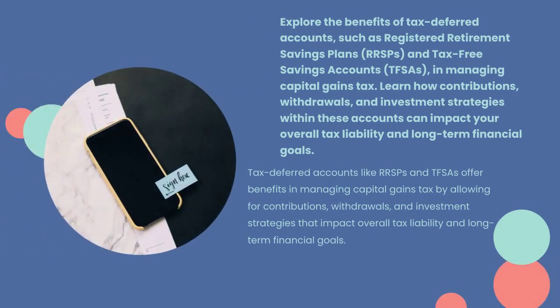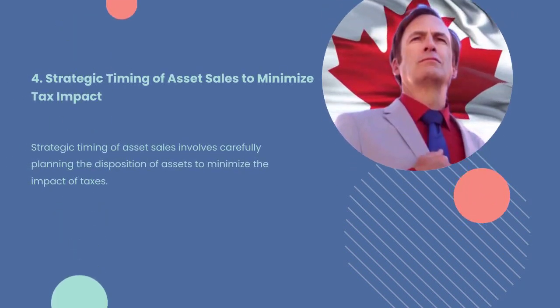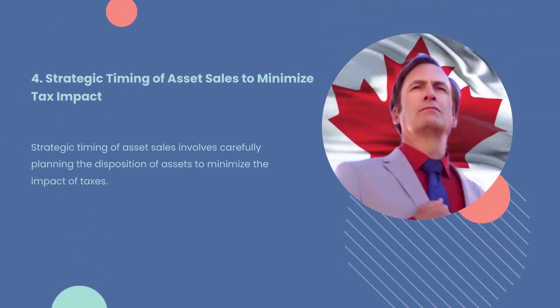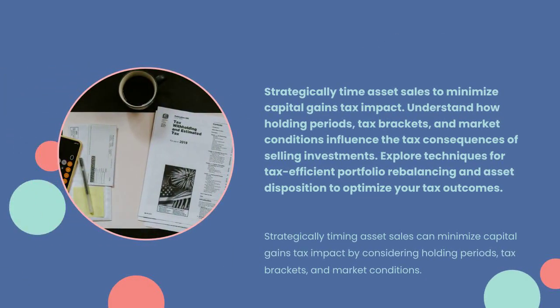Tax-deferred accounts like RRSPs and TFSAs offer benefits in managing capital gains tax by allowing for contributions, withdrawals, and investment strategies that impact overall tax liability and long-term financial goals. Strategic timing of asset sales involves carefully planning the disposition of assets to minimize the impact of taxes. Strategically timing asset sales can minimize capital gains tax impact by considering holding periods, tax brackets, and market conditions.